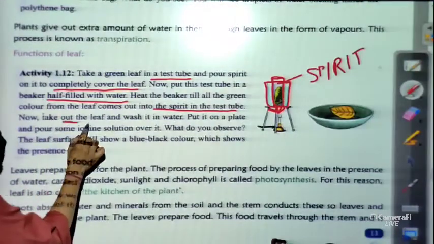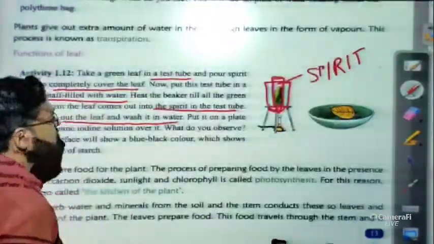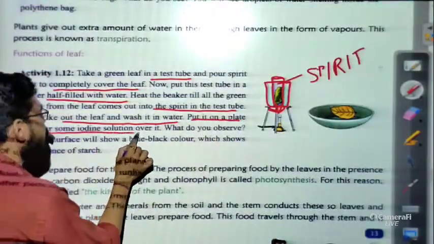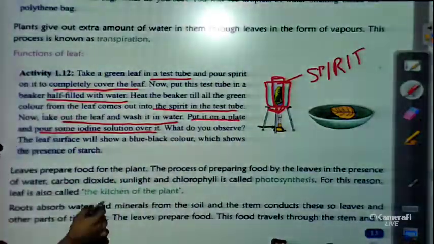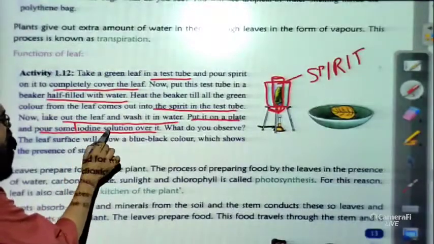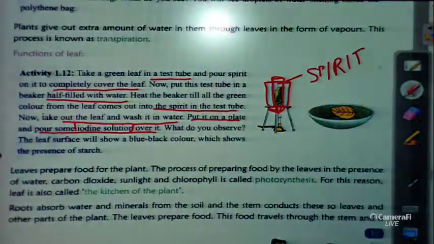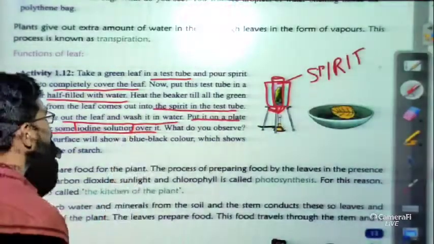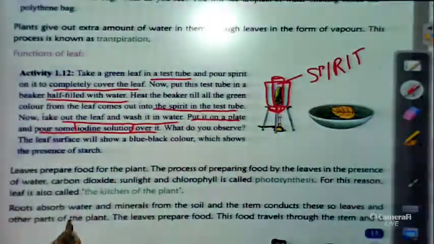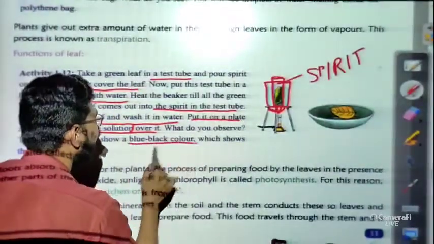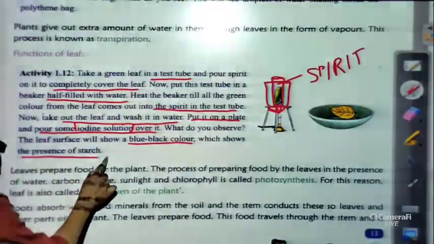Now take out the leaf and wash it in water. Then put it on a plate and pour some iodine solution over it. These are solutions that we use in the chemistry lab, students. If we put iodine solution over it, then what do you observe? You will observe the leaf surface shows a blue or black color, which shows the presence of starch.